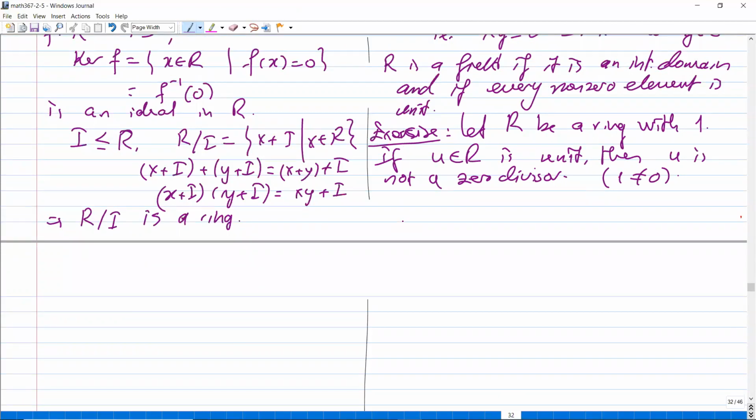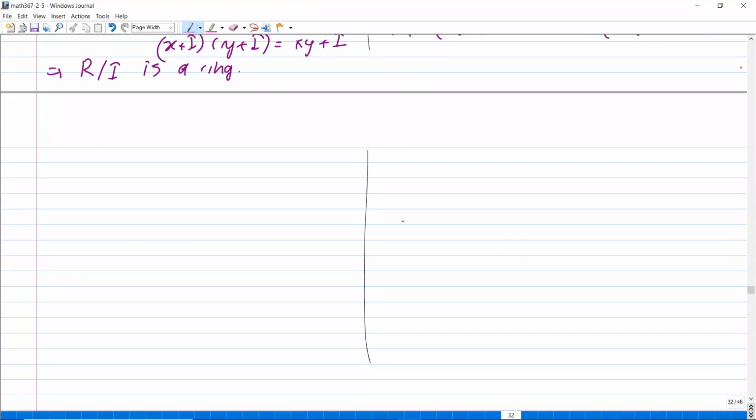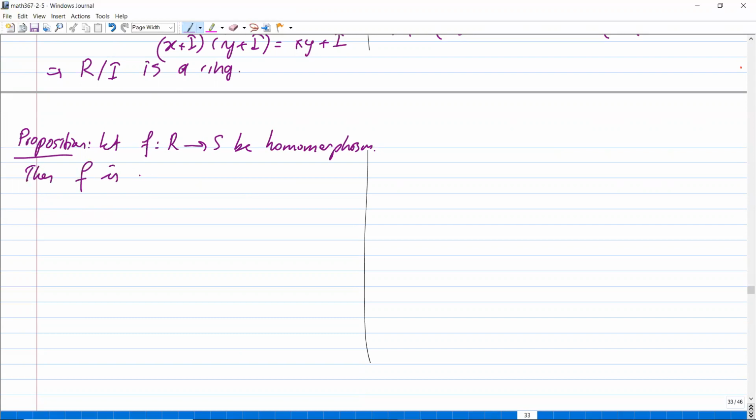Next, the kernel gives you one-to-oneness. By looking at the kernel of a homomorphism, we can determine whether it is one-to-one or not. So here's a proposition. Let f from R to S be a ring homomorphism. Then f is one-to-one if and only if the kernel of f is 0. So here is a proof.